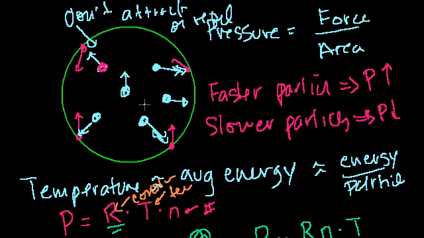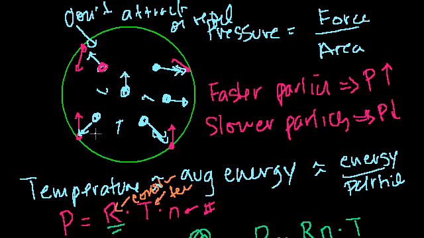Because let's say they attracted each other. Then as you increased the number of particles, maybe they'd want to not go to the side. Maybe they'd all gravitate towards the center a little bit more if they did attract each other. And if they did that, they would bounce into the walls less and the pressure would be a little bit lower. So we're assuming that they don't attract or repel each other.